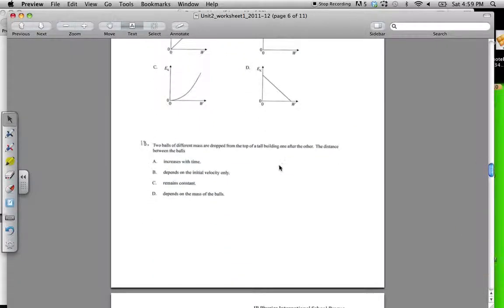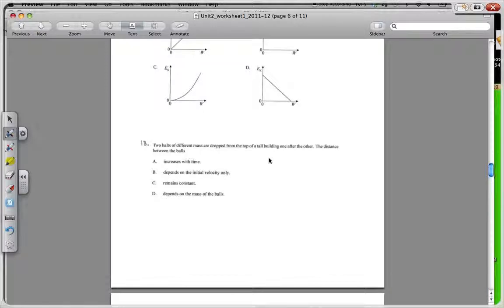Here we are. Two balls of different mass are dropped from the top of a tall building one after another. The distance between the balls: increases with time, depends on the initial velocity only, remains constant, or depends on the mass of the balls. So they are dropped from the top of a building one after another. What we've got to realize here is that, firstly, the masses don't make any difference to that.